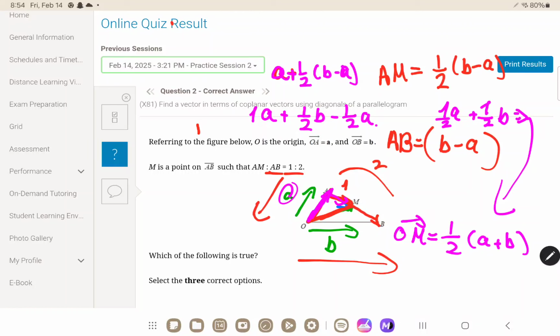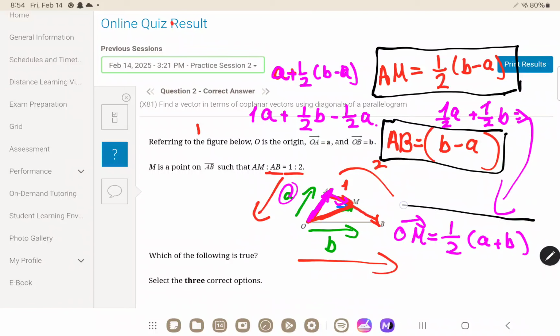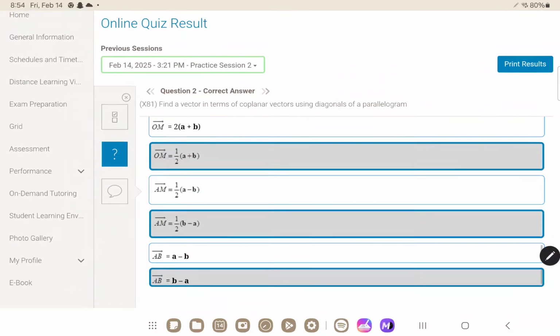Now I'm going to put a black box around the 3 correct vectors. AM is this, AB is this, OM is this. Now we're going to remove the pen and go to our options and look for the 3 options that we found by doing all of that. Again, have a good day. Bye.